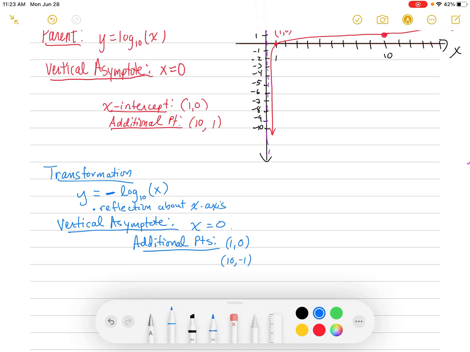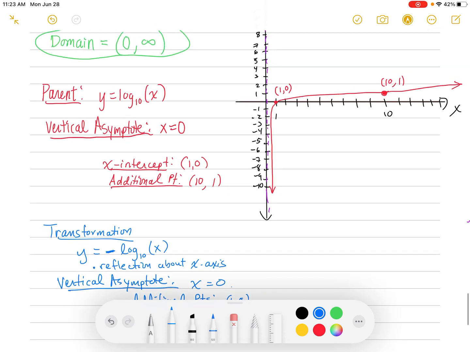Additional points. So the x-intercept, you're basically going to multiply all the y values by -1, so you're going to get (1, 0). That doesn't change. But the other point, (10, 1), becomes (10, -1), right? You just multiply the y value by -1 there. So this point hasn't changed, but the other point, (10, 1), is going to flip upside down to (10, -1).